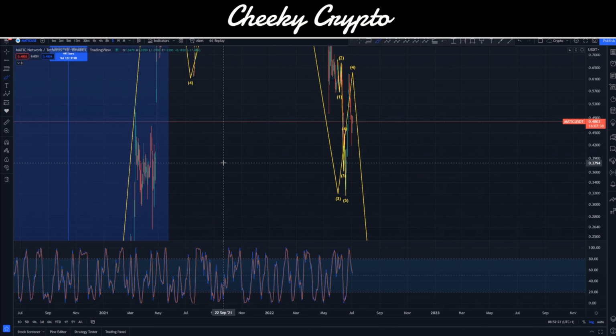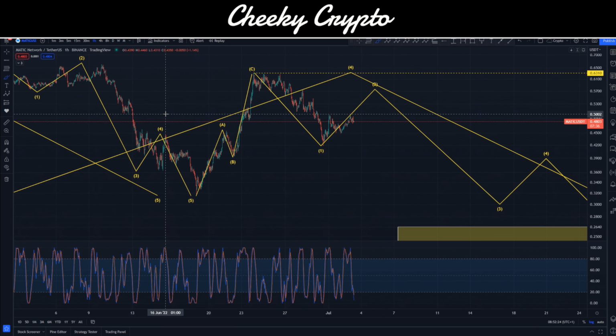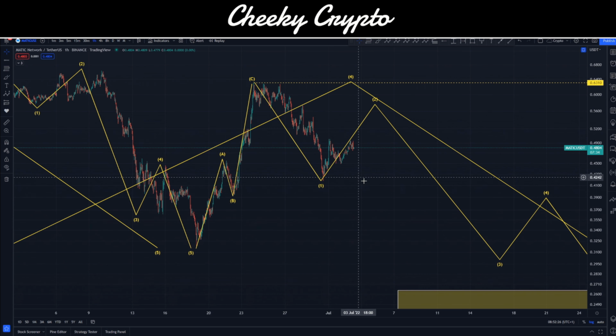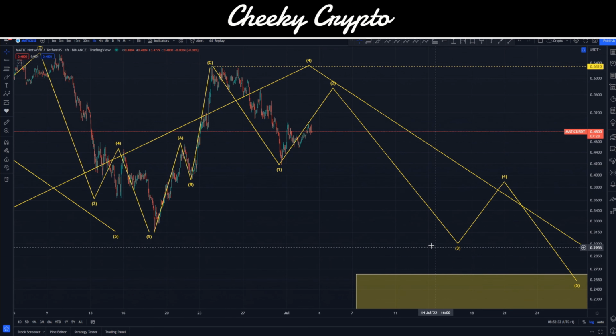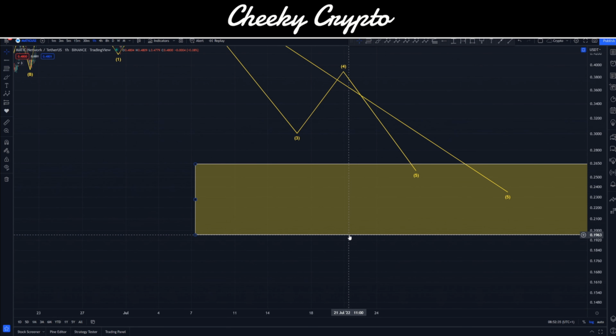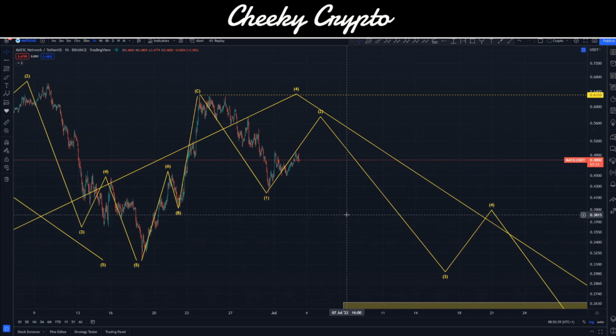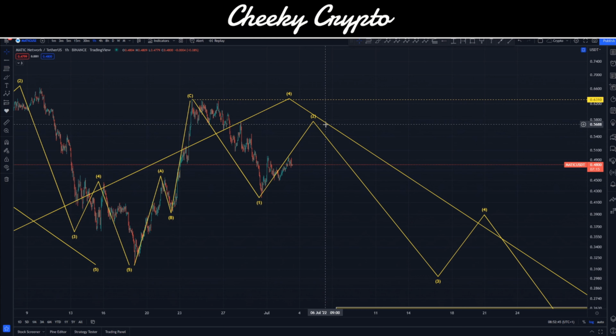So essentially, from a stochastic RSI perspective, we are likely to see a small push up higher, and then a significant drop to the downside as we look to finish off and find the bottom somewhere between 19 cent and 26 cents. So that's a pretty good accumulation zone. It's basically another 50% drop, so it's pretty significant. But we first have to push up a little bit higher.